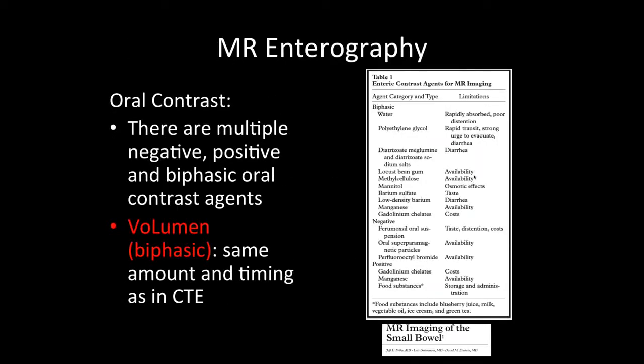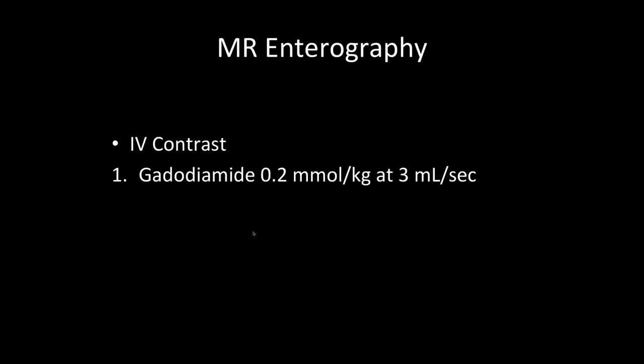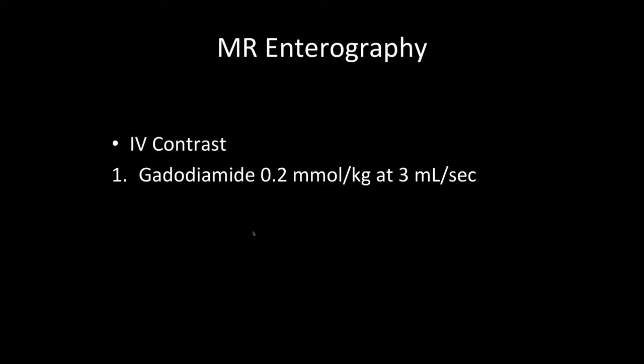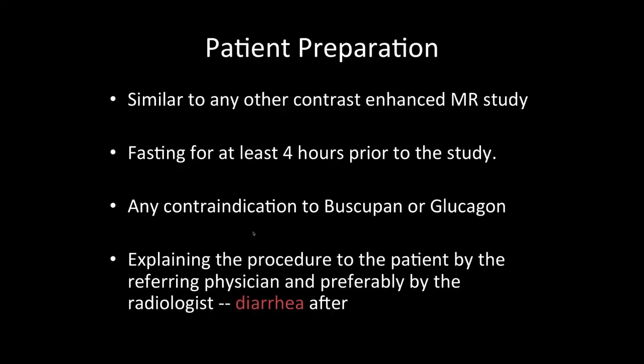So the oral contrast, again, we have negative and positive. This is the whole table showing the oral contrast. But our oral contrast of choice is the Volumen, as it keeps the water within the small bowel. The components of MR enterography, as we mentioned earlier, are similar to CT enterography: the oral contrast, the Volumen. The IV contrast is the gadolinium, 0.2 millimole per kilogram. The rate of injection is 3 milliliters per second.